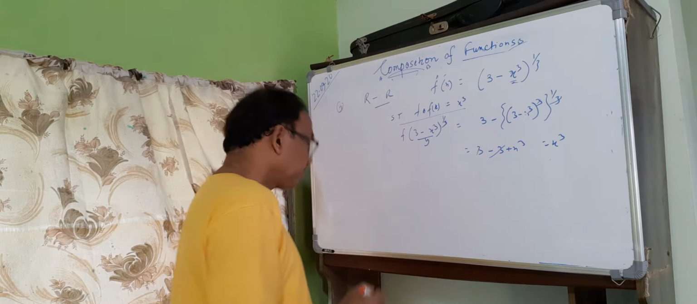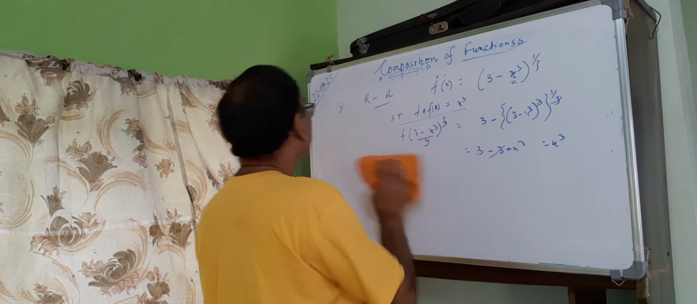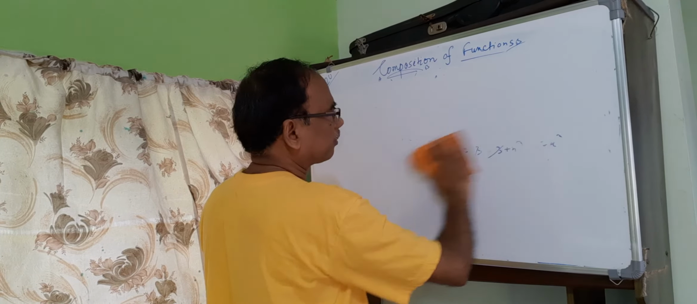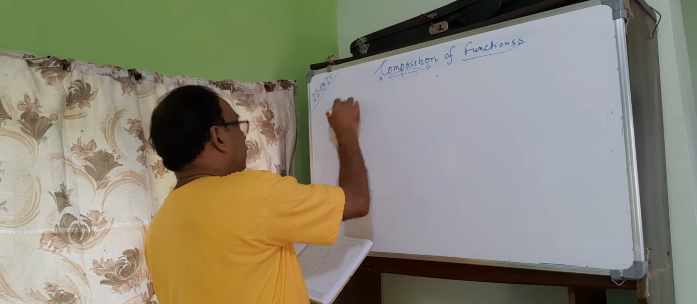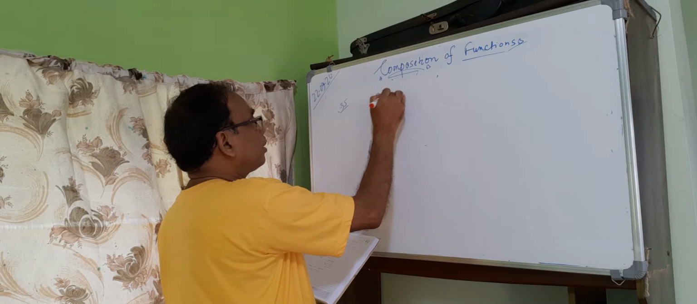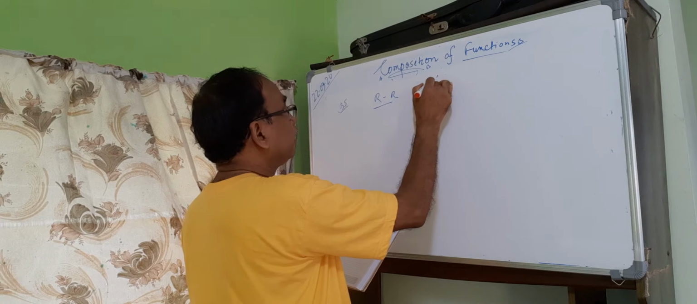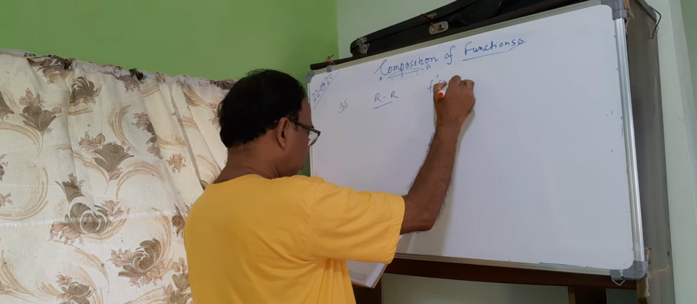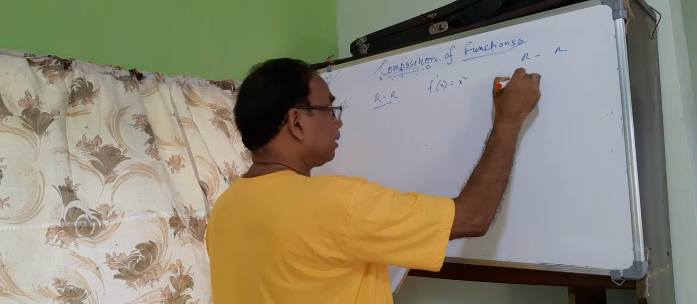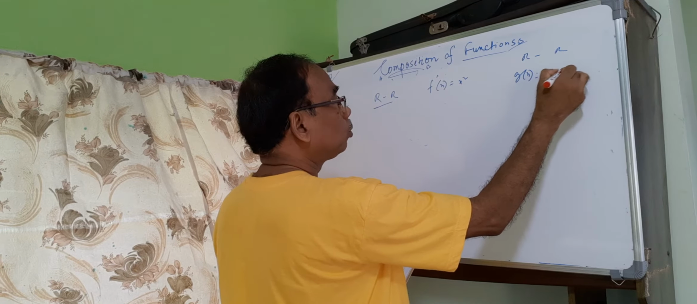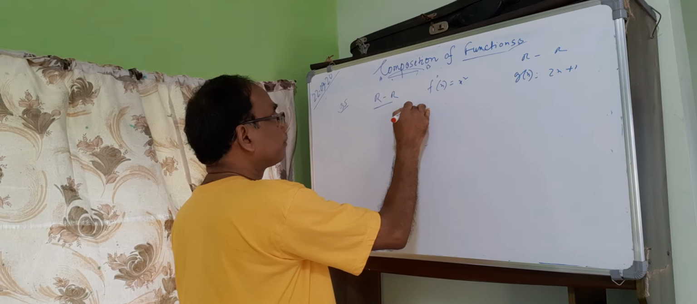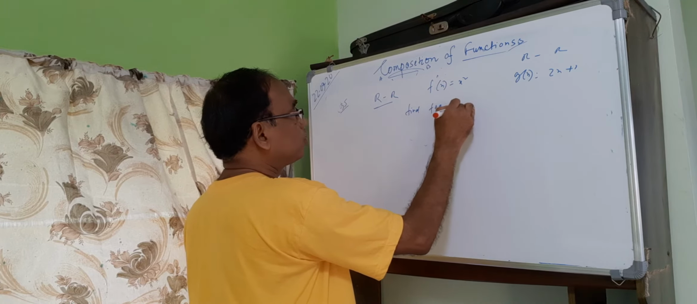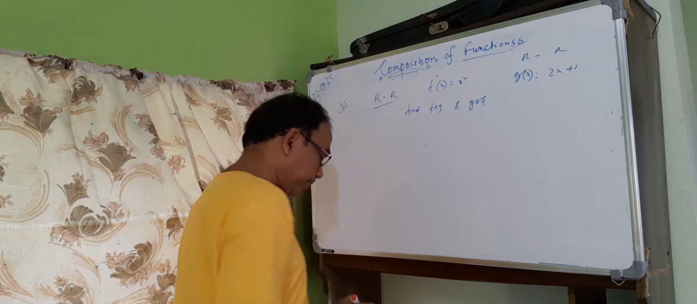Next, sum number 5. Here f is a function from real numbers to real numbers, f(x) equals x square. Another function from real numbers to real numbers, g(x) equals 2x plus 1. Find fog and gof.